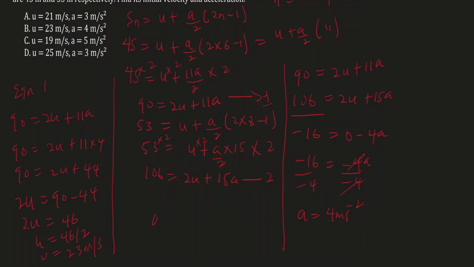So a is 4 meters per second squared. U is 23 meters per second. Looking at the options, the correct answer is going to be B. So what you need to know is the formula for calculating distance covered in a particular second. And that formula is Sn equal to u plus a over 2 into 2n minus 1.